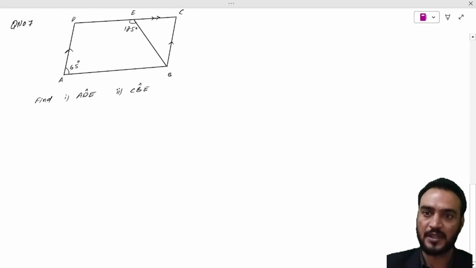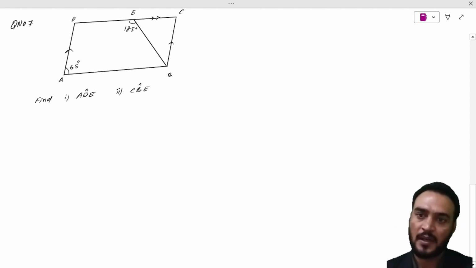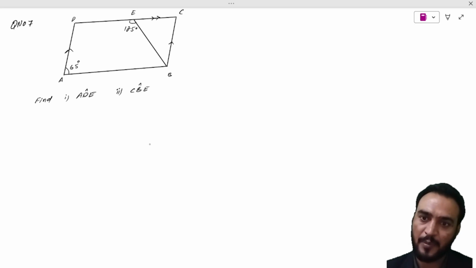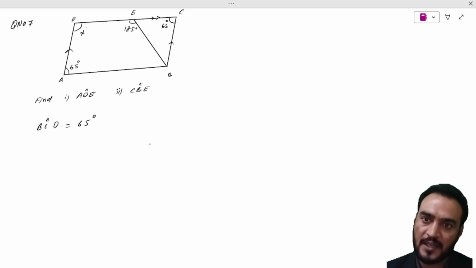So let us solve this question. This is the diagram where you can see that angle at point A is 65 degrees. So the angle at point C is equal to 65 degrees, it means that angle BCD is equal to 65 degrees because opposite angles in a parallelogram are equal. Now let us consider the angle at point D is equal to x degrees. So the angle at point B is also equal to x degrees. This complete angle is equal to x degrees.